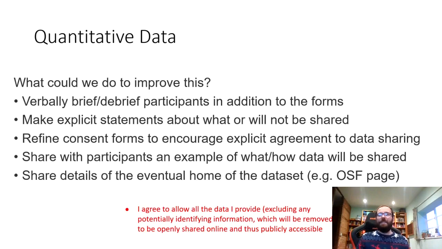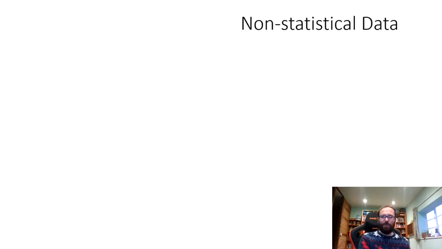I agree to allow all the data I provide, excluding any potentially identifying information which will be removed, to be openly shared online and thus publicly accessible. And I think that definitely is an explicit acknowledgement of what will happen. But what happens if you haven't got quantitative data and you've got non-statistical data?